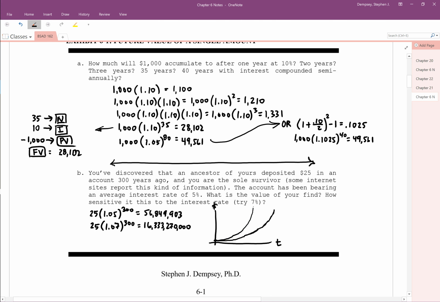The point being that as you get out here on the timeline, if I'm here, just a little bit more time will cause this amount to grow to a much higher amount. And of course, as you start getting out here, it's incredibly important that the money is growing at that rate.